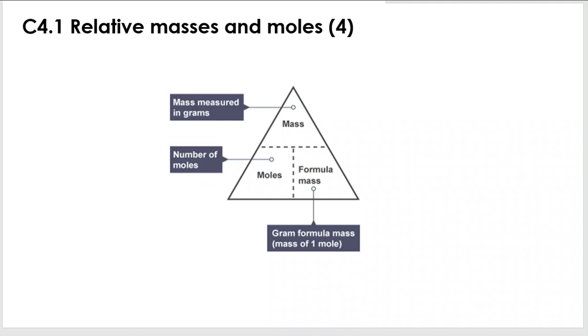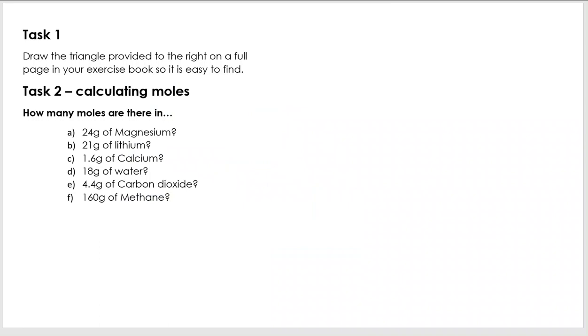With that in mind, let's do some calculations. So calculate how many moles there are in each of the examples. Unpause when you're ready. So for magnesium, number of moles is mass divided by, in this case, atomic mass. So that's 24 grams divided by mass number 24. That means I've got 1 mole.